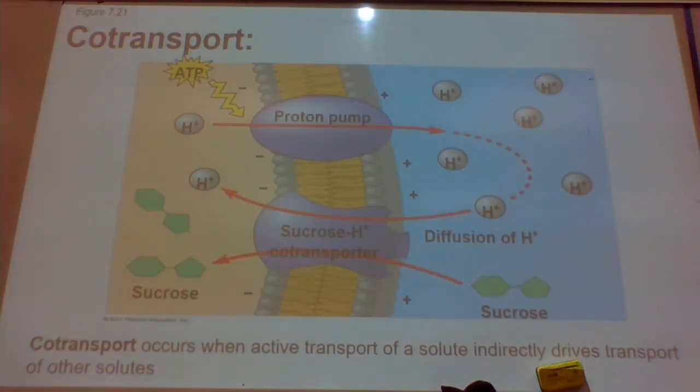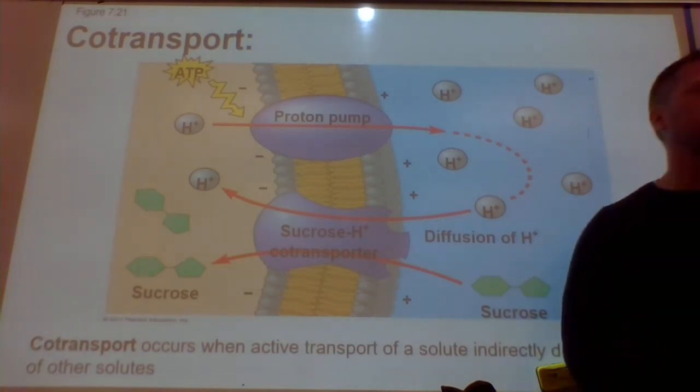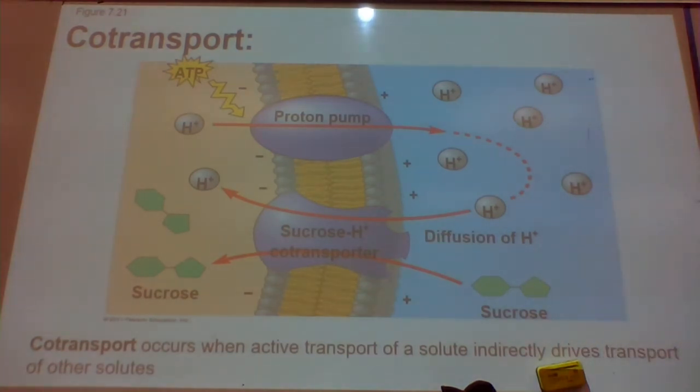I'm going to add something to this. So now, this is the last thing I want to get through today. I want to loop together active transport and passive transport. And when we loop them together, we call it co-transport. So, do me a favor, don't write for a second, just look up here.